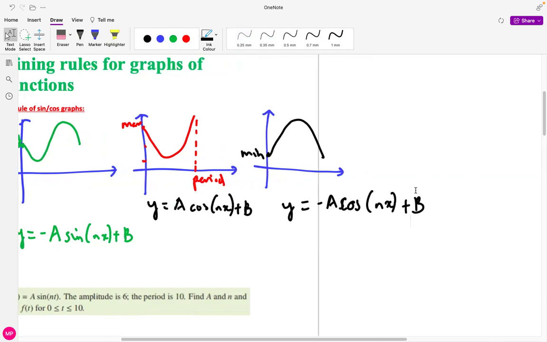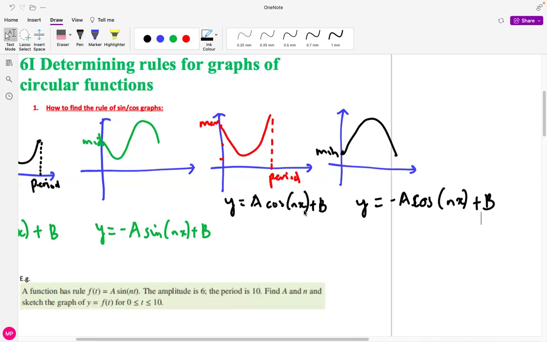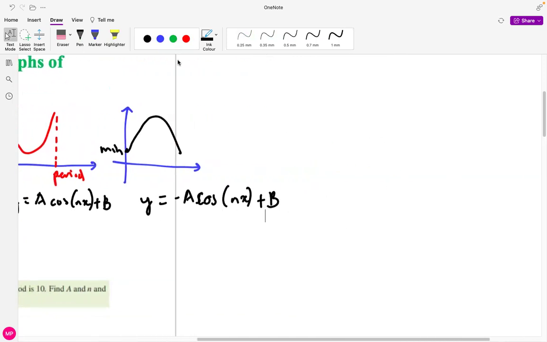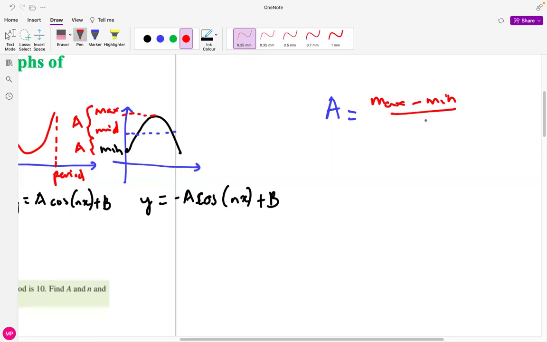Okay. So generally speaking, how do we find a, b, and n again? A is the distance between, so if I have here, that's the middle, and here is the maximum. So A is the distance between the maximum and the middle, or the distance between the middle and the minimum. So technically, you can find A by finding the maximum minus the minimum, divided by 2, because you can see there are two amplitudes between the minimum and the maximum.